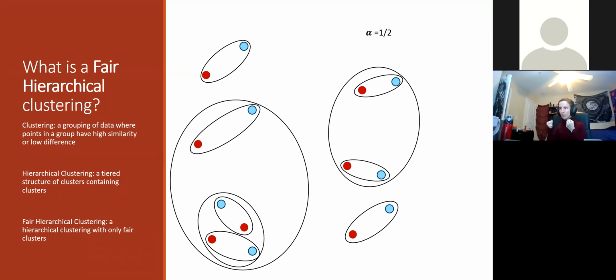If you look at any cluster at any level, like a big cluster or a small cluster, they will all have 50-50 representation between red and blue points. And obviously, this notion of fairness for clustering or hierarchical clustering generalizes to other values of alpha, as well as other numbers of colors. Okay, so that's the standard problem we're dealing with.